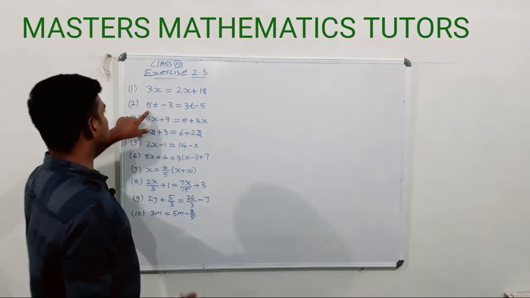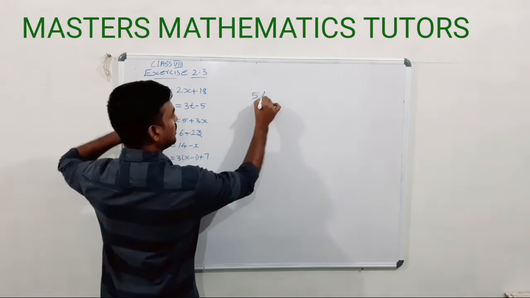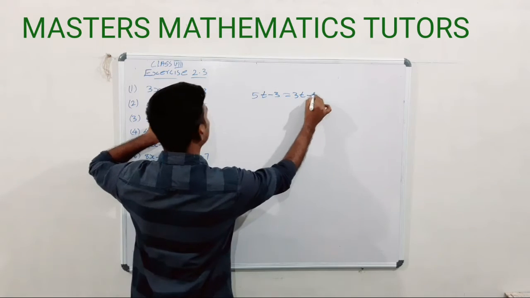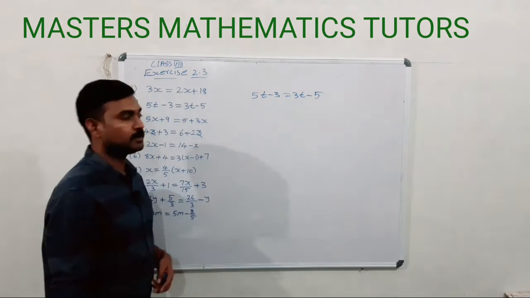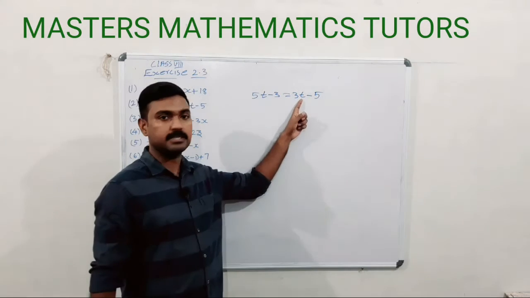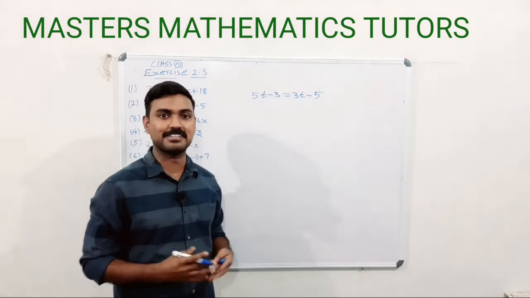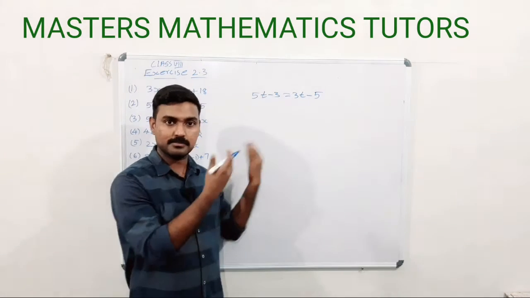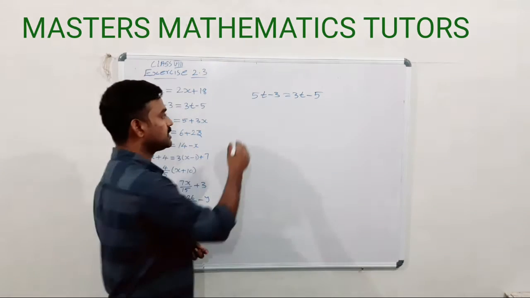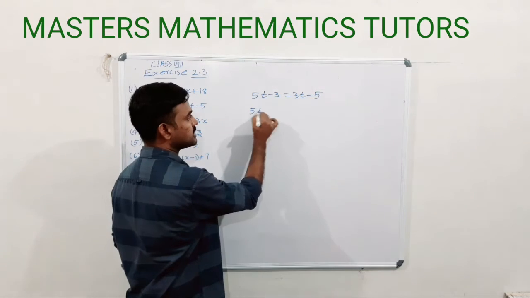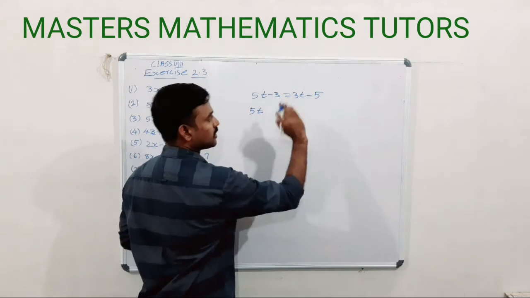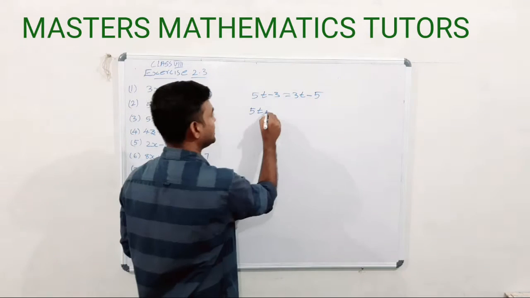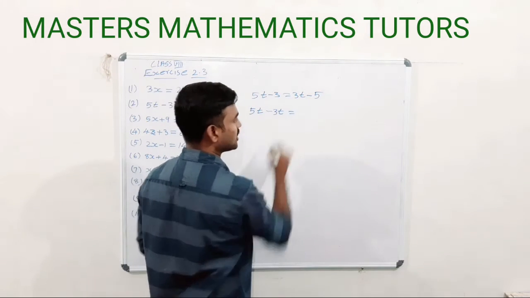The second question is 5t minus 3 is equal to 3t minus 5. Here also we can see a variable t. Instead of x, in this question it is given as t. So the t-including terms we can bring to the same side, that means the left side. Here 5t is there. This 3t is on the right side, and when we bring it to the left side it will be minus 3t.